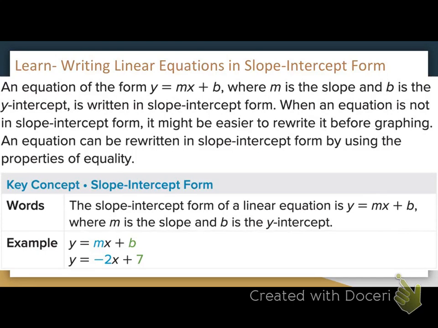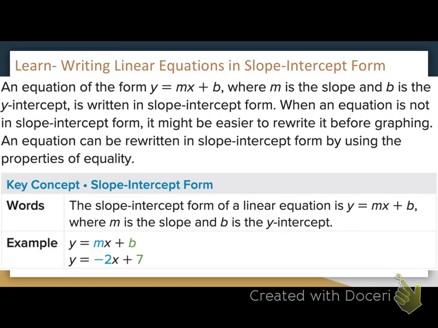The slope-intercept form of a linear equation is y equals mx plus b, where m is the slope, b is the y-intercept. Here's an example of what an equation in slope-intercept form might look like with numbers plugged in. What is negative 2 in this case? What was that representing? Slope. What is 7 representing? Y-intercept. So if it's in slope-intercept form, we can graph it pretty easy. What is a y-intercept? Where it intercepts the y-axis. Where it crosses the y-axis.